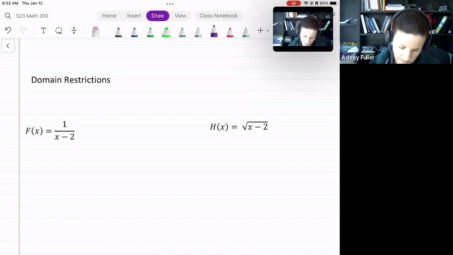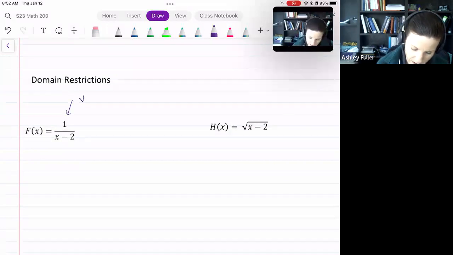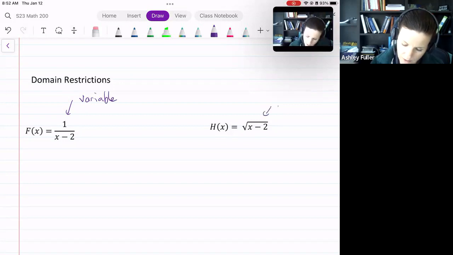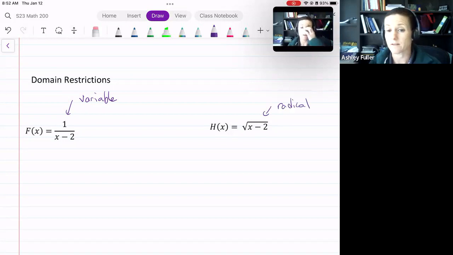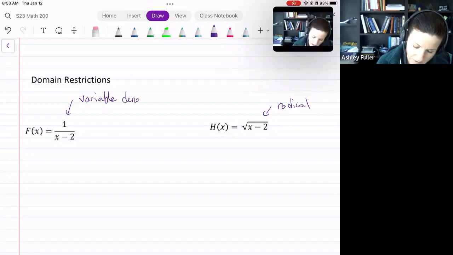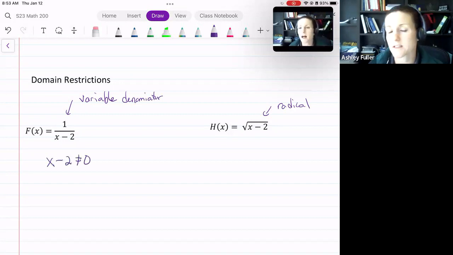Finally, there are some times when the domain or the X values that we can use are affected. The normal times that happens is when there is a variable in the fraction, the denominator, or when there is a radical. If you remember, we cannot take the square root of negative numbers, and we cannot divide by 0. So anytime there's a variable in the denominator, we are going to take that denominator and restrict it to be something other than 0. It can be negative, it just can't be 0.